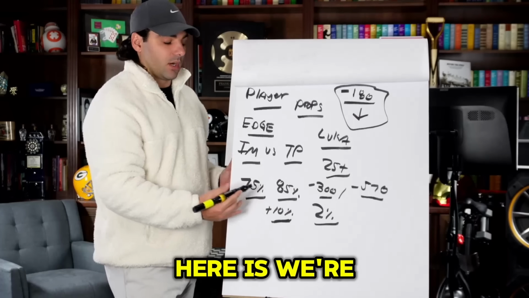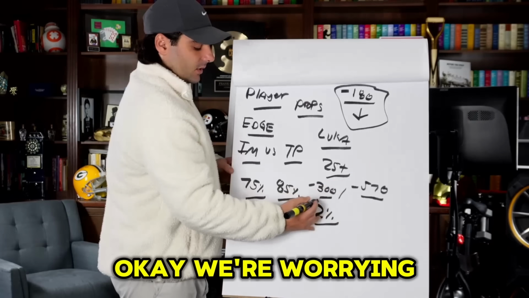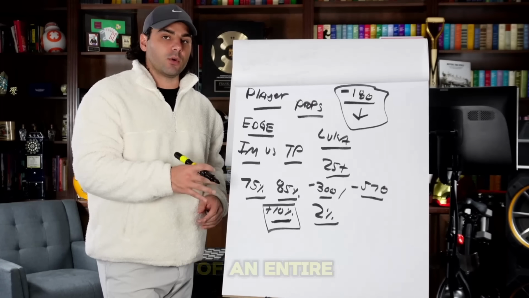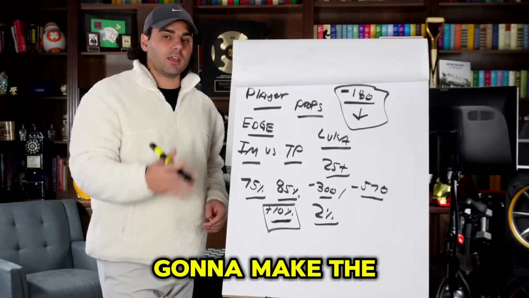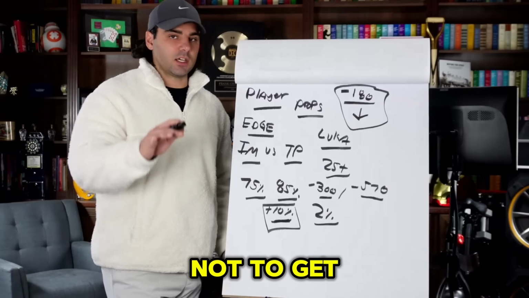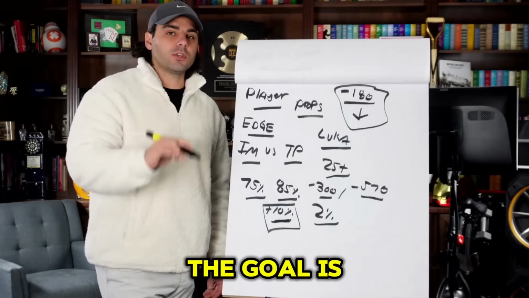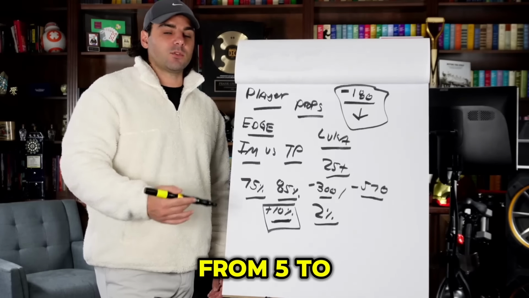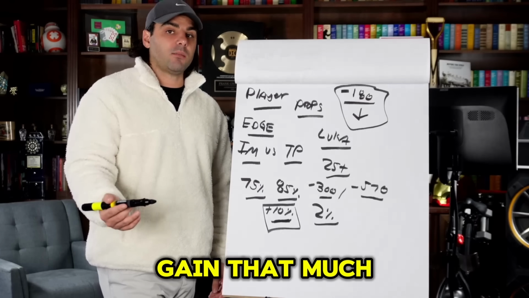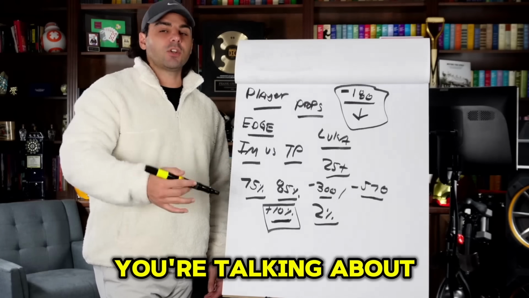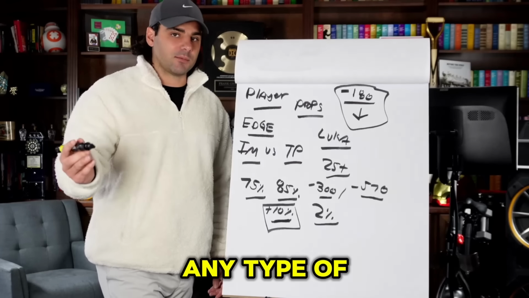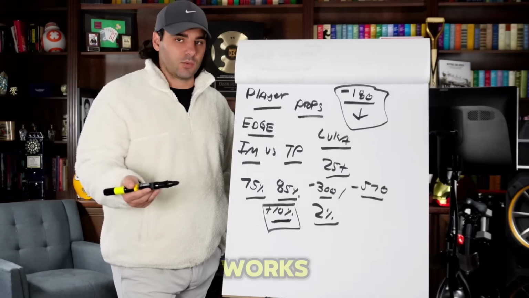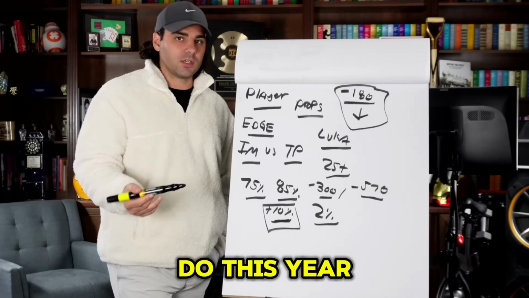And again, what we're doing here is we're not worrying about the odds so much, okay? We're worrying about the edge. Because if we can build a consistent edge and do this long term over the course of an entire year, that's where we're going to make the most money. Now, the goal of this is not to get quick money. The goal is to use this as an investment vehicle where I can collect anywhere from 5 to 10% each month. If I can gain 5 to 10% every month, you're talking about growth that would beat any type of investment that's out there. The only reason I'm teaching you guys this is because I know that it actually works. I've actually been able to do this year after year.